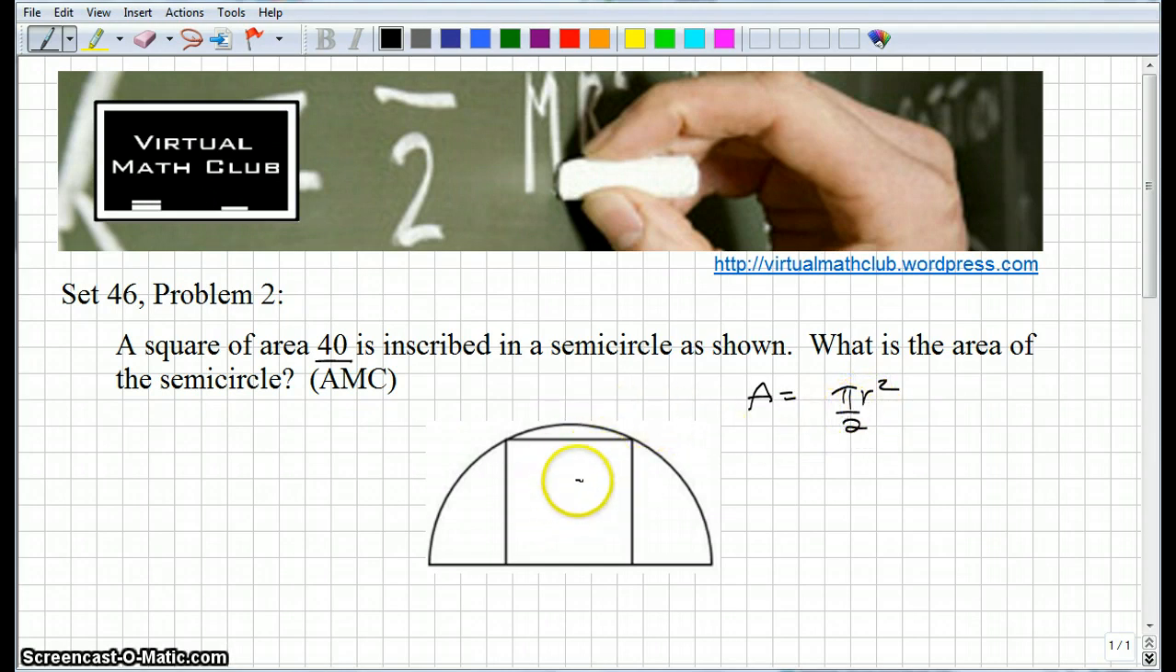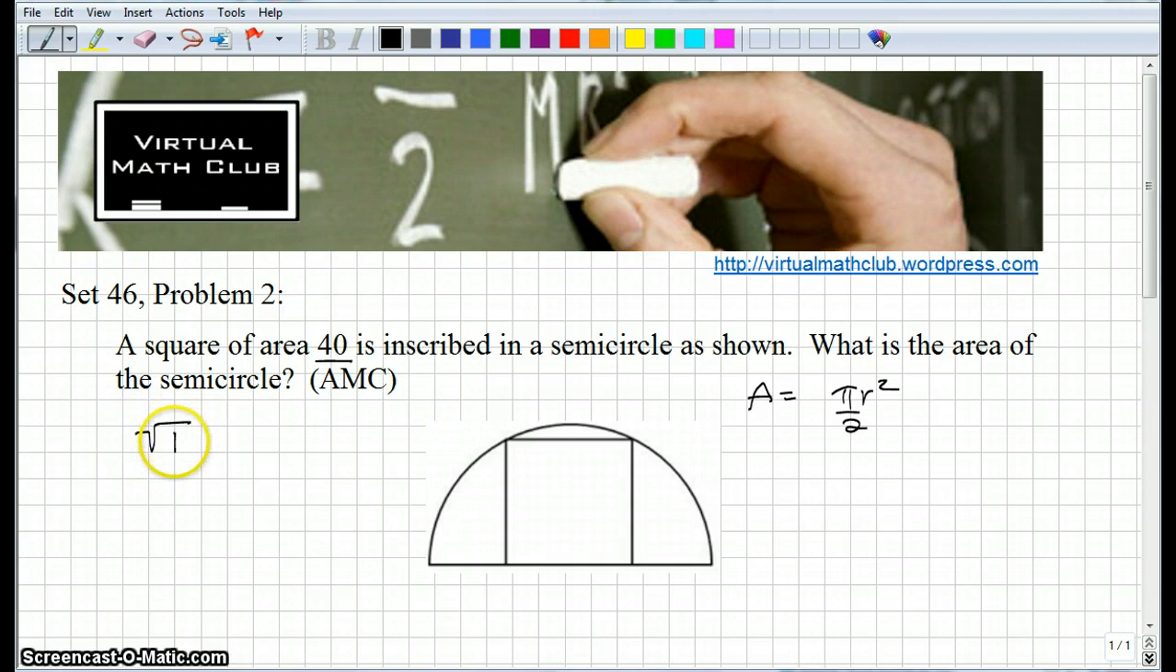Now I'm told that it is a square, right? So I know that these are all 90-degree angles and that the side lengths are all the same. The opposite sides are parallel to each other. I know that. So let's see what we can do with that. Alright? So first of all, if I'm given the area of 40, then what does that mean for a side length? So the side length is just the square root of 40, right?